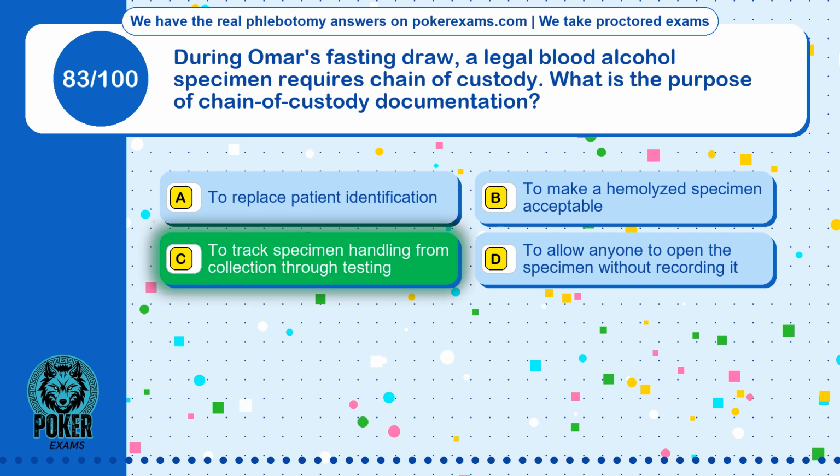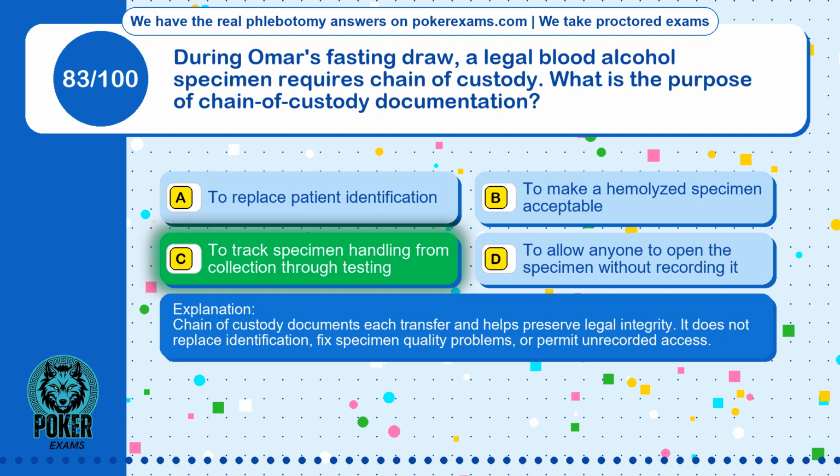The correct answer is option C. To track specimen handling from collection through testing. Chain of custody documents each transfer and helps preserve legal integrity. It does not replace identification, fix specimen quality problems, or permit unrecorded access.